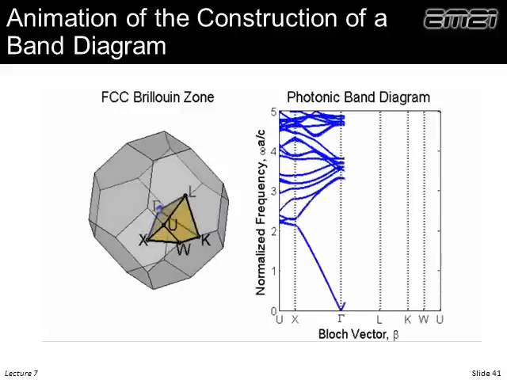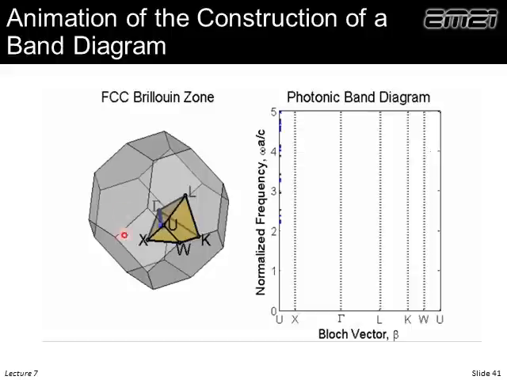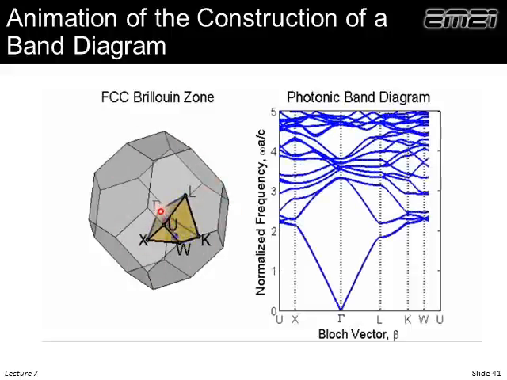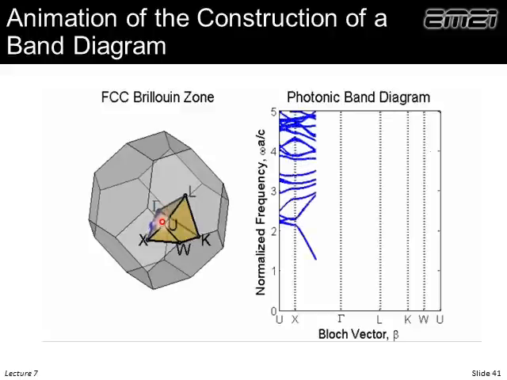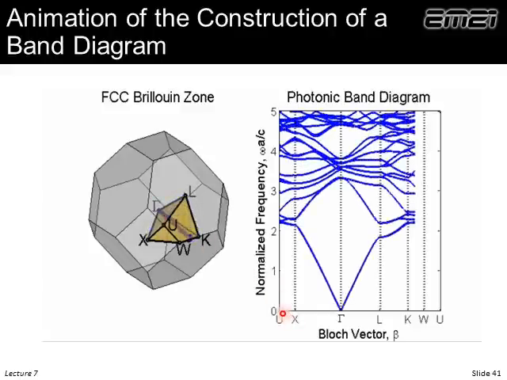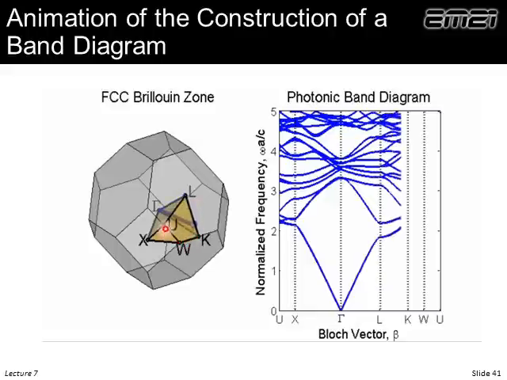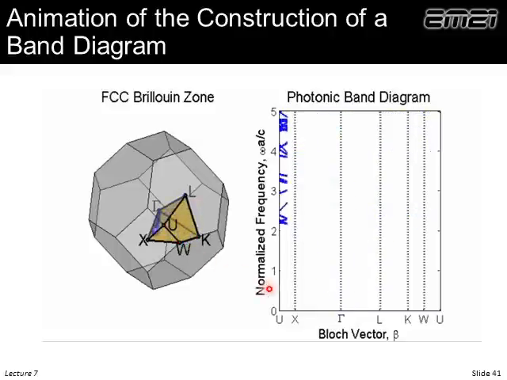So here's a movie of constructing a band diagram. What you see on the left is the full Brillouin zone. Here you see the irreducible Brillouin zone, and this blue vector is the Bloch wave vector that we're currently modeling. As we travel from left to right in the band diagram, you'll see this Bloch wave vector dancing around the Brillouin zone, and wherever it's pointing, that's the one that we're modeling.